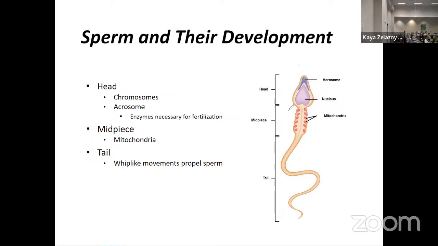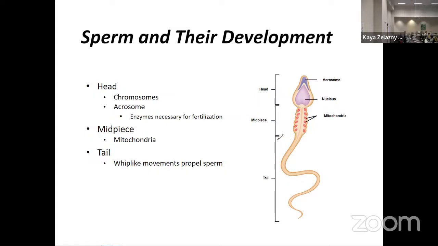In the midpiece, you'll notice all these red dots. Those red dots represent the mitochondria. Mitochondria are super important. Their main role is the powerhouse of the cell, aka they're helping you produce ATP. So we have lots of mitochondria in this midpiece of the sperm so that we can do a lot of cellular respiration and produce a lot of ATP, because we're going to be swimming. We're going to be moving that tail with these whip-like movements. We need energy for that. So those mitochondria are there to produce that energy. So that's what's in the midpiece.